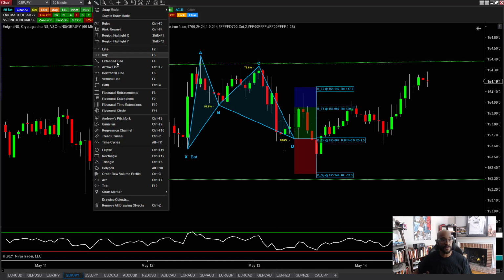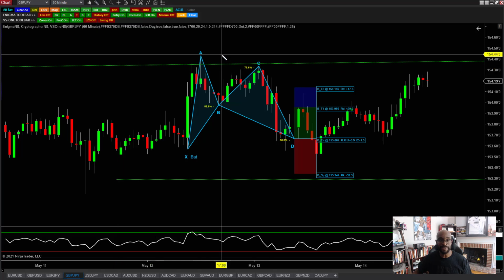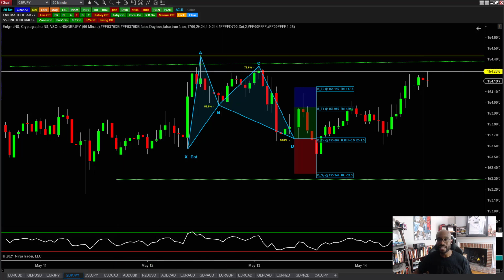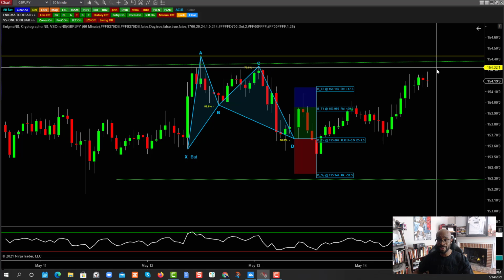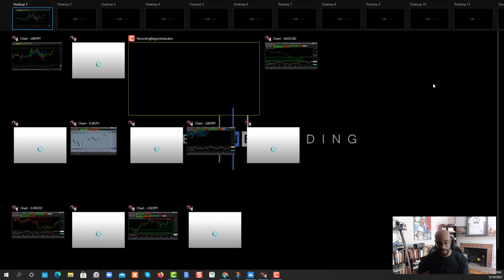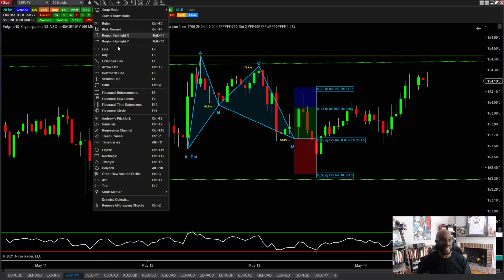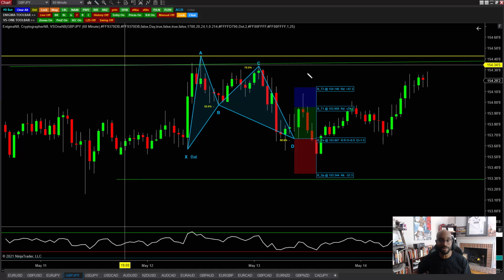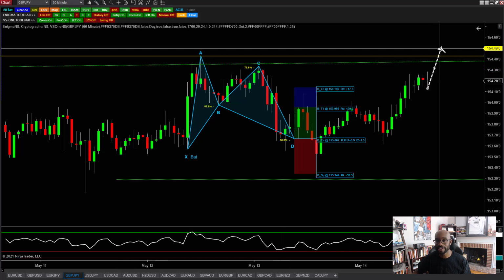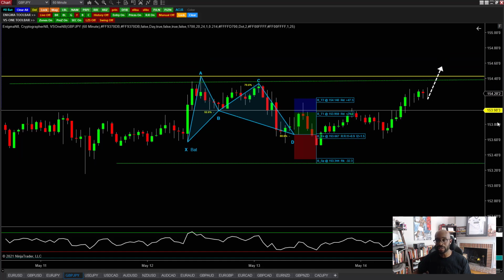So if we can, this is weird right now having my shortcuts, if we can violate this previous level of structure, nope, did it again. Oh man, I got to get these shortcuts on here. This is so weird. If we can violate our previous level of structure right here, this yellow line, then that's going to reset our thought process.